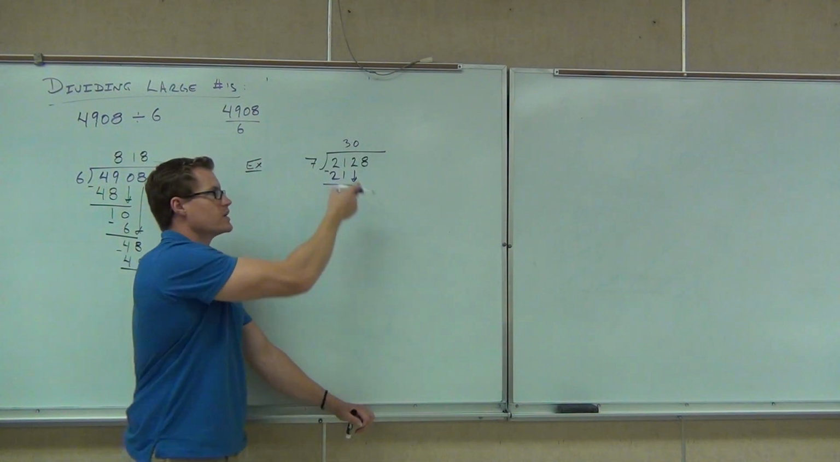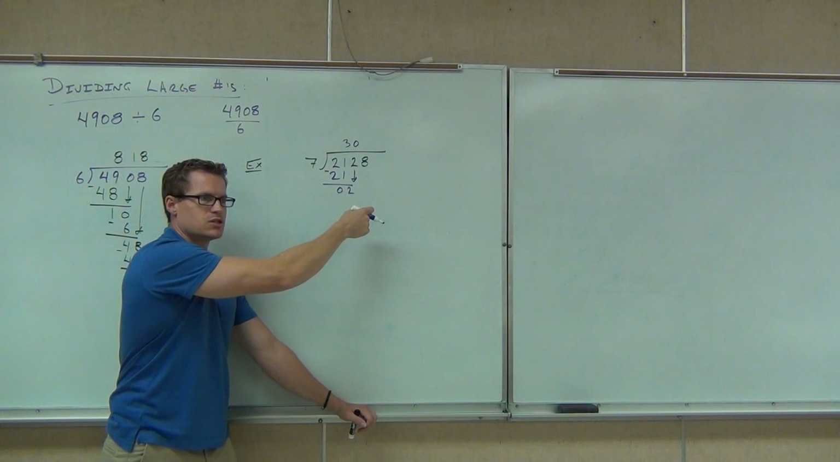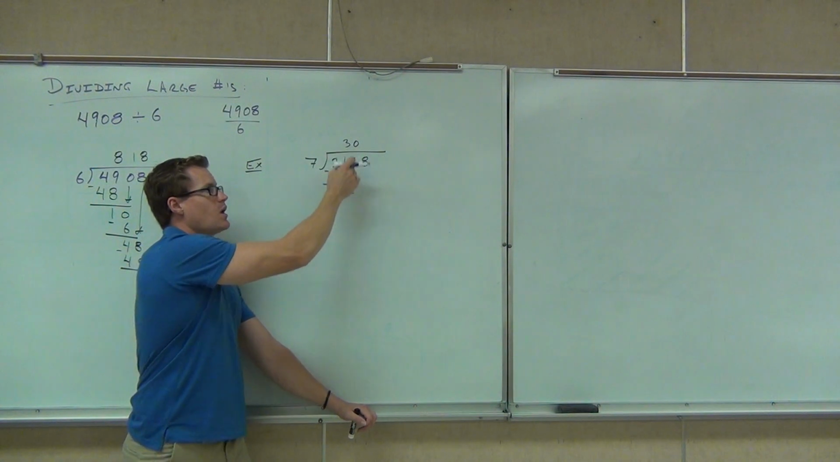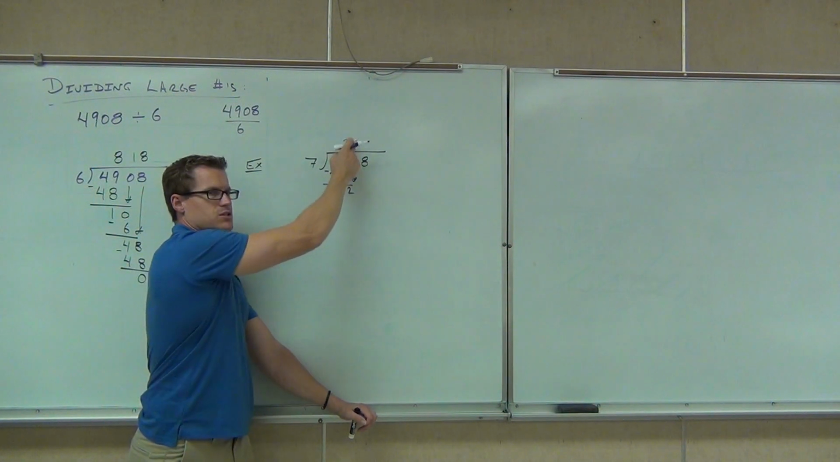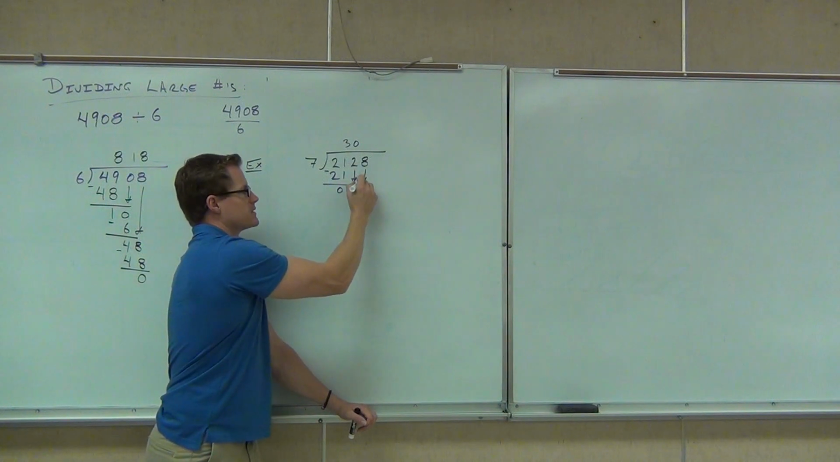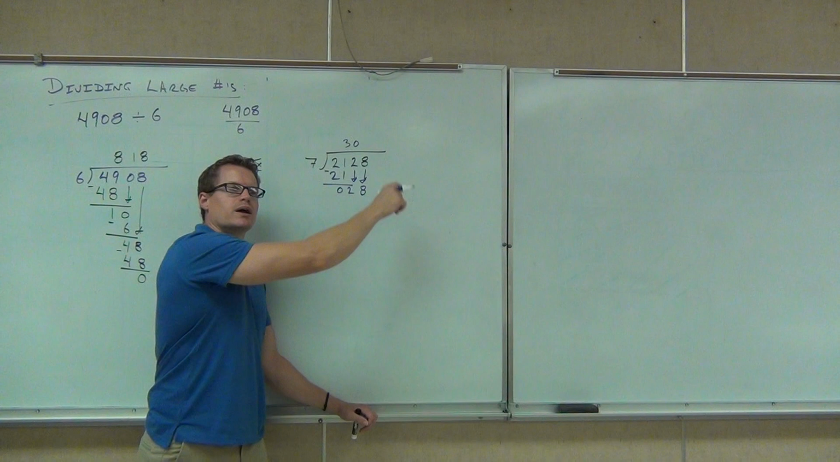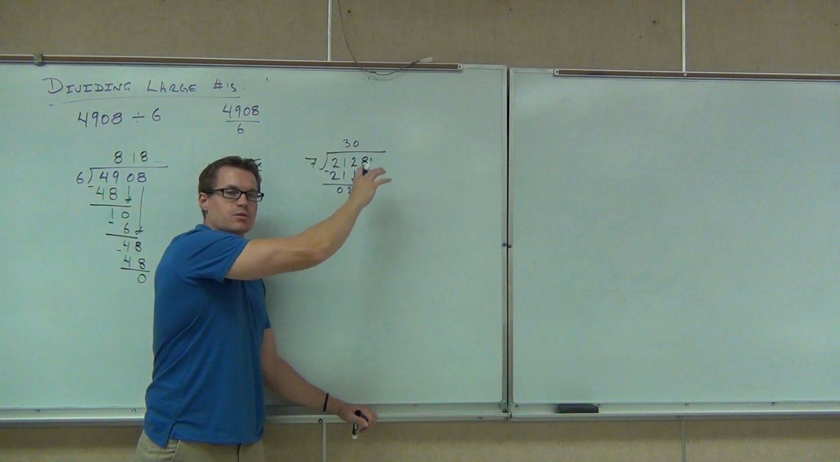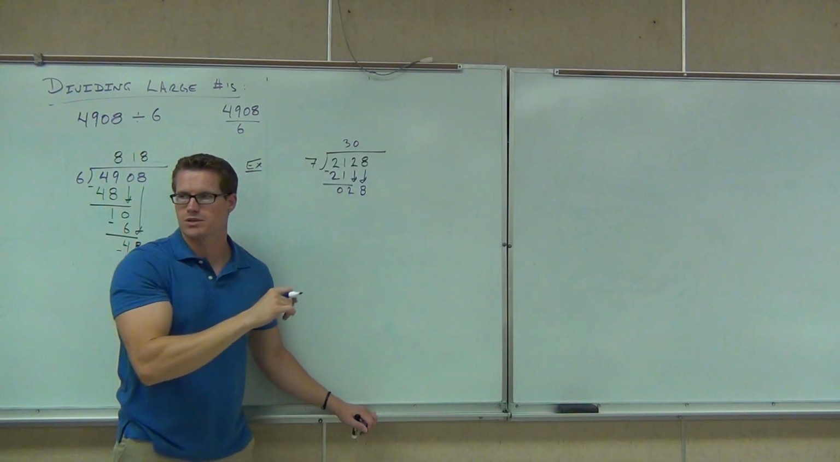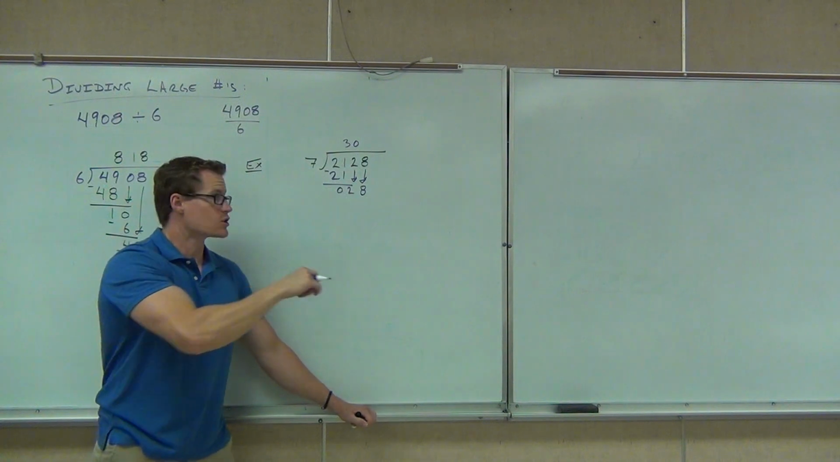Okay. So we had the 0. We obviously had to bring down the 2. But 7 didn't go into 2. That's why I put the 0 above that 2. Now we can bring down the 8. Every time you bring down a number, you have to write a number up top. Clear? Okay. So now we have the 28.